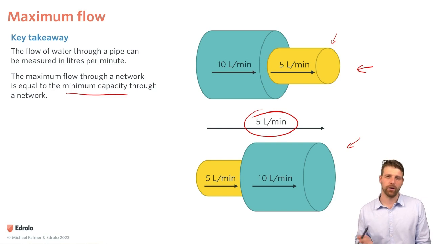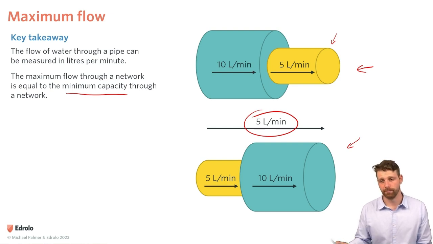So we sort of only move as fast as the slowest member, right? People use that analogy in teams. We only go as fast as the slowest member of the team. Or, with these pipes, the water can only flow through as fast as the minimum capacity pipe.